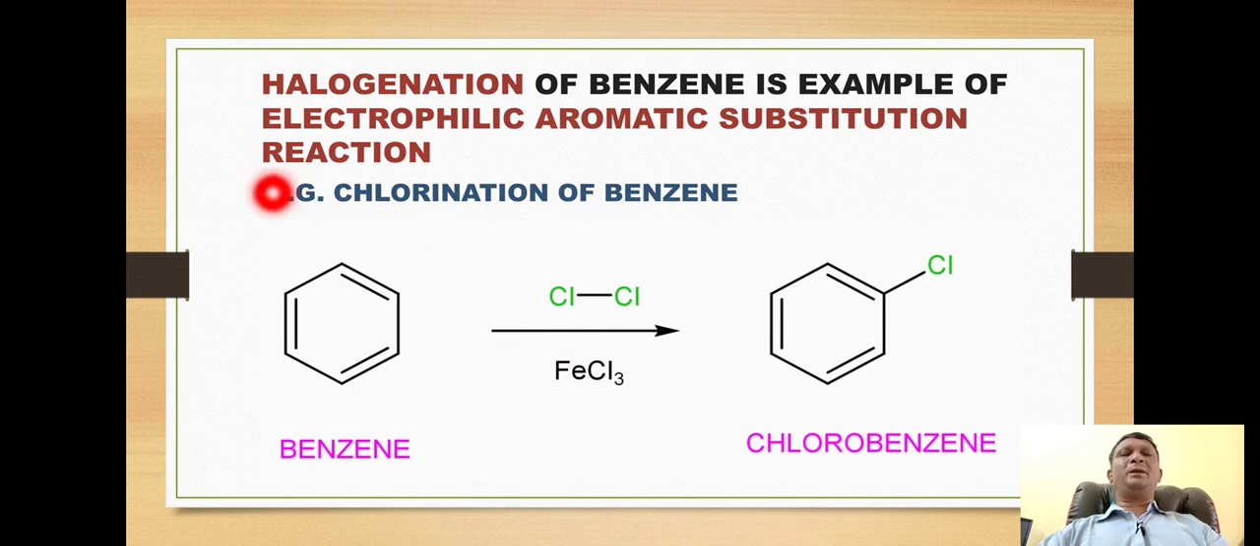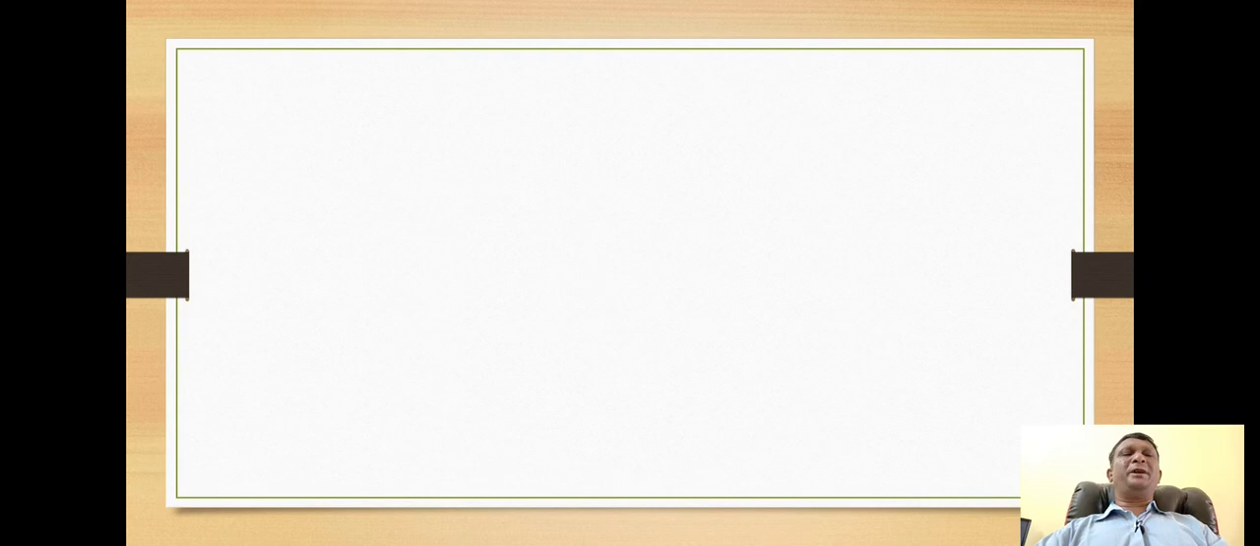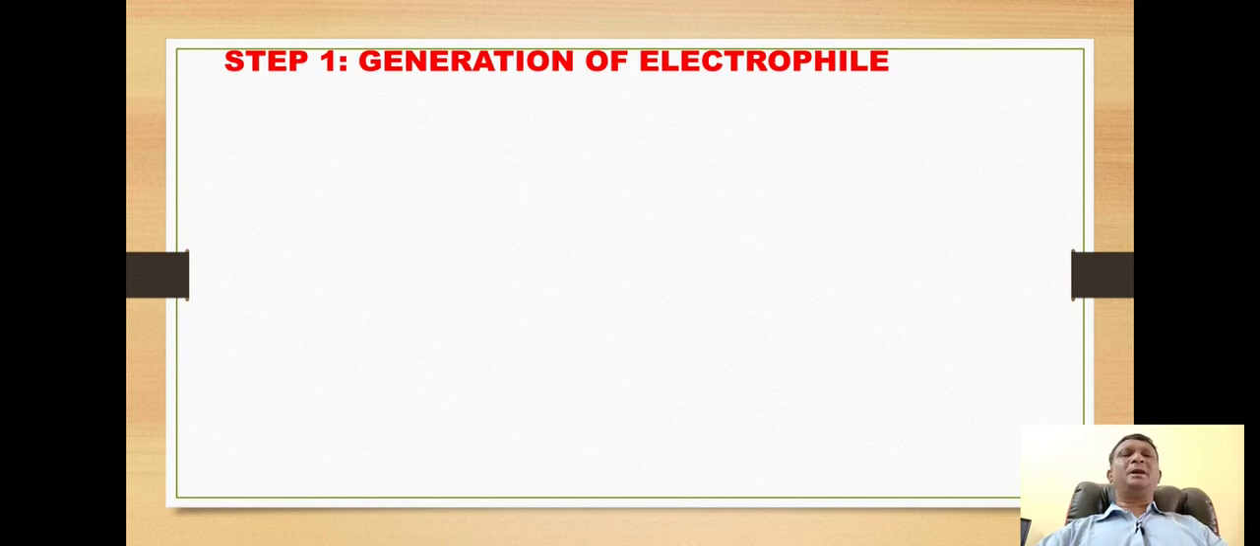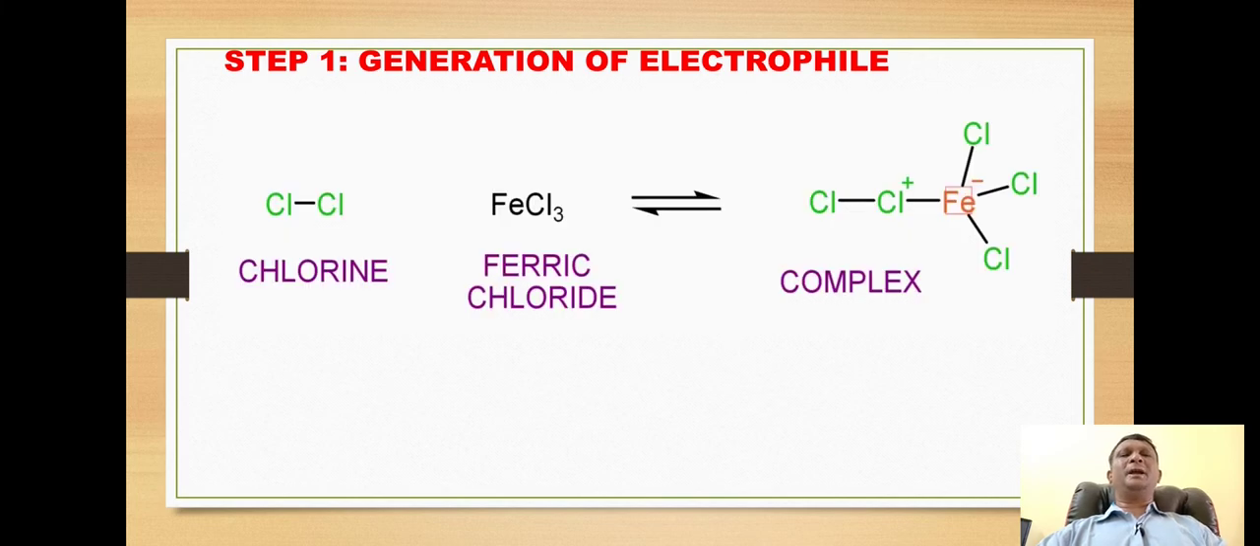Let's look at the example, that is chlorination of benzene. The chlorination of benzene takes place in several steps, out of which step number 1 is the generation of the electrophile. Here two chlorine atoms in the form of a chlorine molecule react with FeCl3, that is ferric chloride, to give a complex, this one.